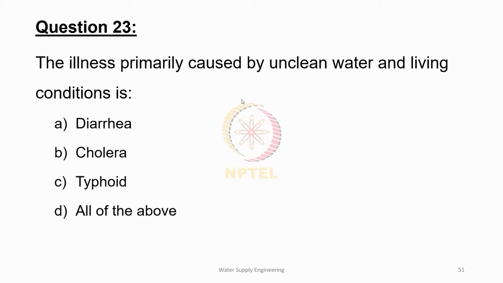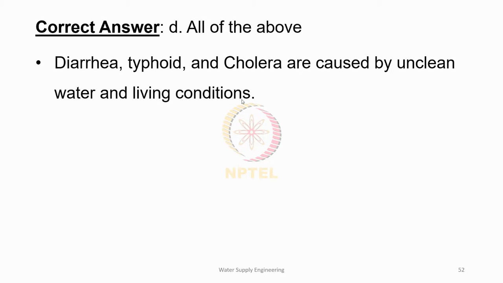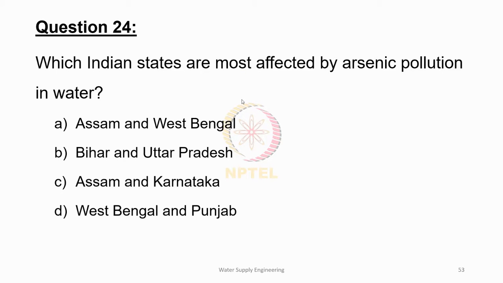Okay, so I am getting majority of the answers as option D. Okay, let's see. Yes, correct answer is option D. Diarrhea, typhoid, and cholera. All of these are caused by unclean water as well as living conditions. All right. So we'll move on to the next question.